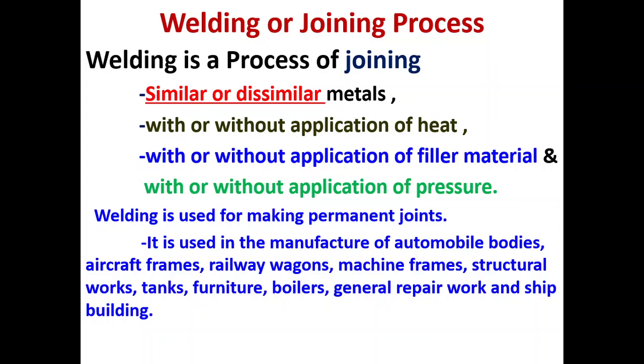If you see the fasteners, that is not a permanent joining. You can remove the fasteners and you can remove that joint. So it is a temporary joining process, but welding is a permanent joining process. So here you can see that welding can be used in the manufacture of automobile bodies, railway wagons, machine frames, structural works, boilers, shipbuilding. At various places, this welding process is used. Okay, and the final part that is obtained by the joining is known as the weldment.